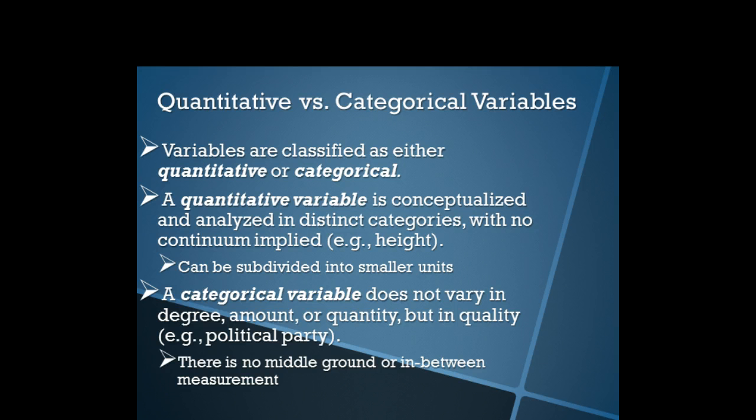Whereas a categorical variable doesn't vary kind of in that number, kind of in the degree, the amount, or the quantity, but rather in the quality. So think about kind of that opposite of quantitative as the qualitative. Kind of means that there's no middle ground or no in-between measurements. So really any variable that's not quantitative is considered categorical.